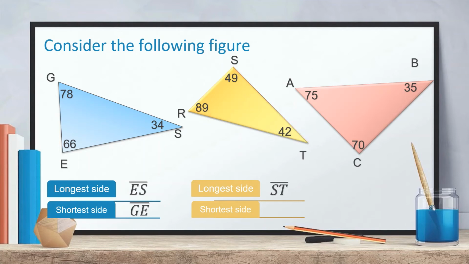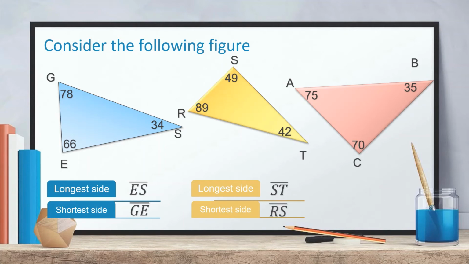Now, para ma-identify ang shortest side, so identify natin ang smallest angle. So, what do you think is the smallest angle? Okay, correct. It is angle T. And what is the opposite side of angle T? Correct. It is RS. So, therefore, the shortest side is RS.